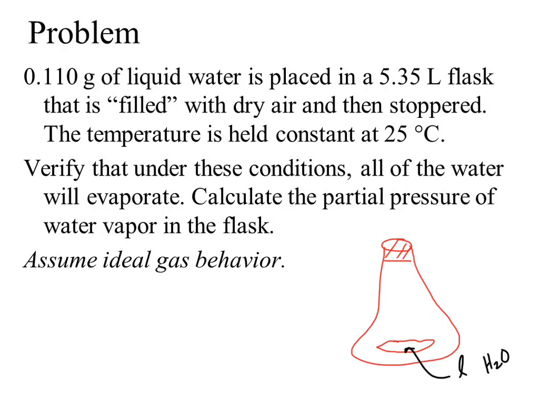It says that 0.110 grams of liquid water, that's my puddle down here, is placed, and it gives me the volume of the flask. So I'm going to put that mass next to the liquid water. 0.110 grams of water, and then V is equal to 5.35 liters. Cool. They give me a temperature. Thank goodness.